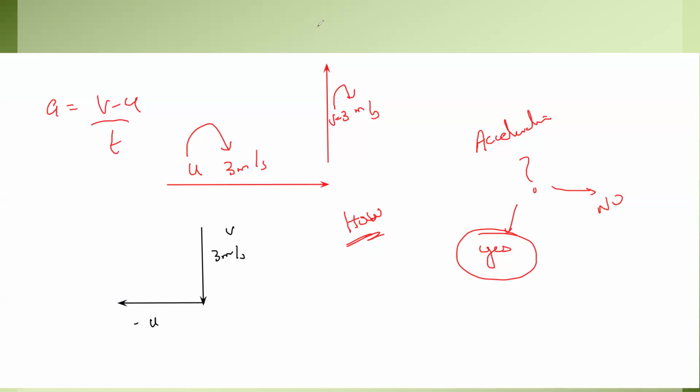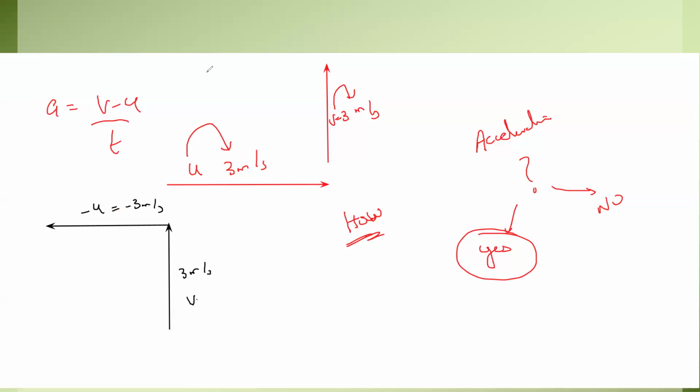So if we want to draw v minus u, the v is upward. So we draw the upward arrow for v, which is 3 meters per second. And then we draw negative u. u is towards the right hand side, so negative u is towards the left hand side, which is minus 3 meters per second. What about the resultant? For v minus u, from the tail of the first to the head of the last, when we join, we get the resultant for v minus u.